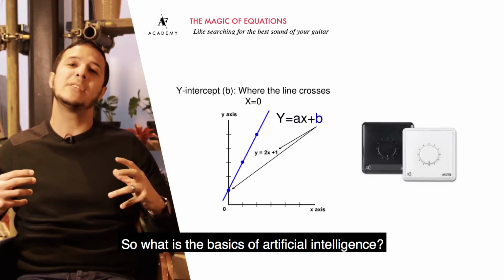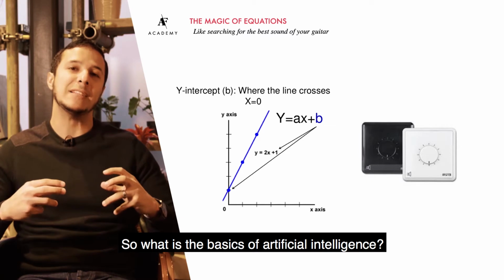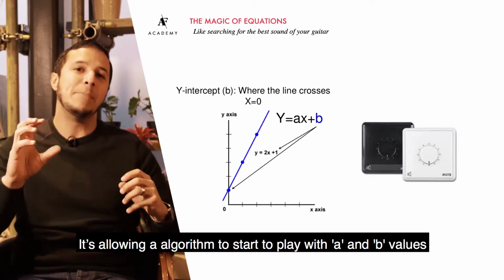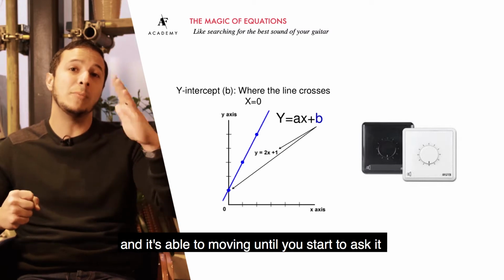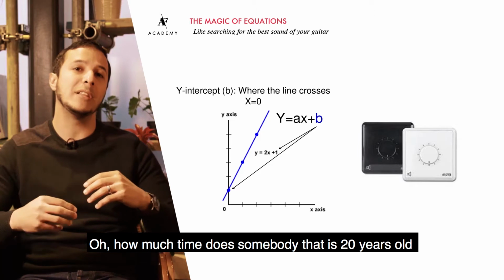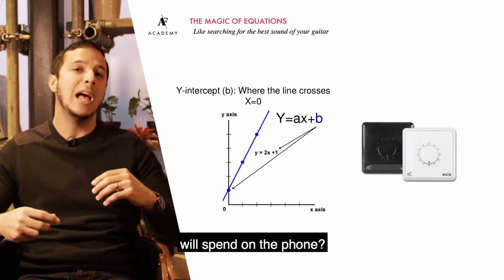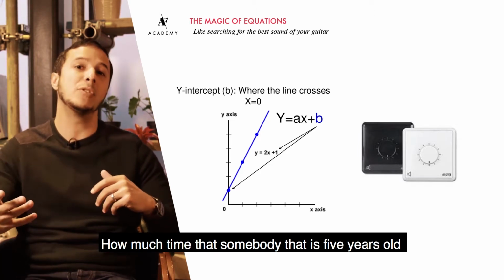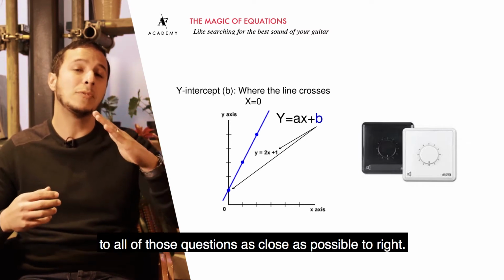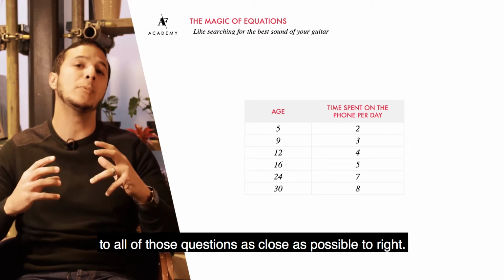So what is the basis of artificial intelligence? It is allowing an algorithm to play with those a and b values and keep moving until you ask it, how much time will somebody that is 20 years old spend on the phone? How much time does somebody that is 5 years old spend on the phone? Until it gets the answer to all of those questions as close as possible to right.